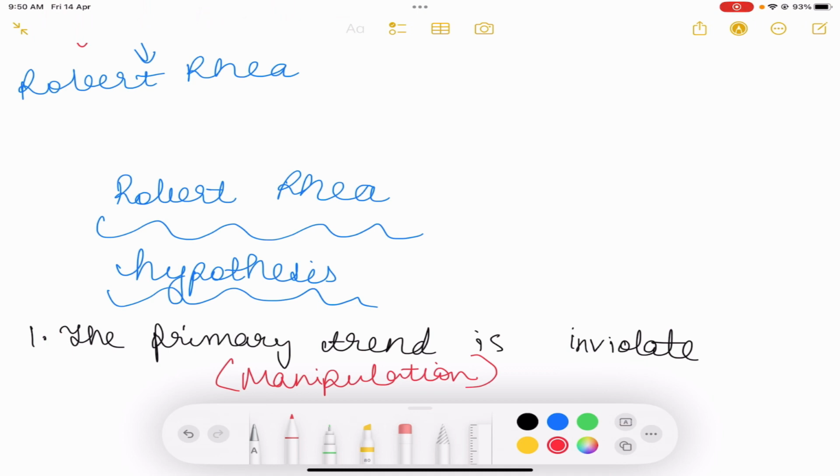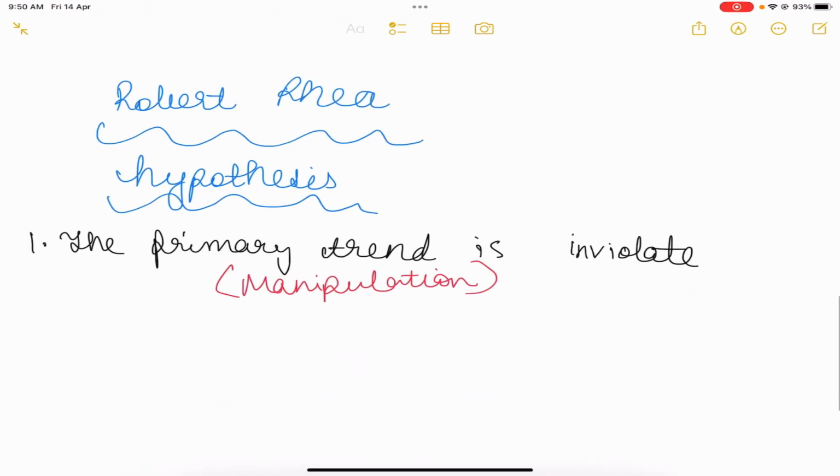So the Dow theory states that it is very easy to manipulate intraday time frames, smaller time frames, but it is not easy to manipulate a primary time frame, or you cannot manipulate a long-term trend. You can manipulate an intraday trend, but nobody can manipulate the longer time frame. Whatever is there in the longer time frame, it is real. That is the first hypothesis. So he claimed that the primary trend is inviolate.